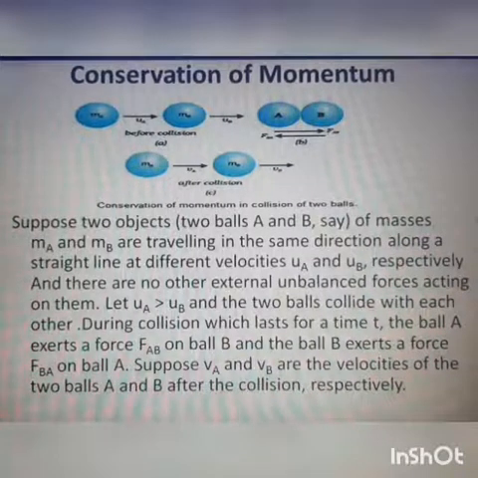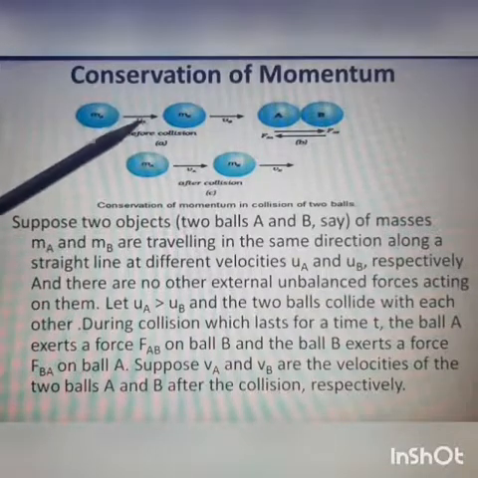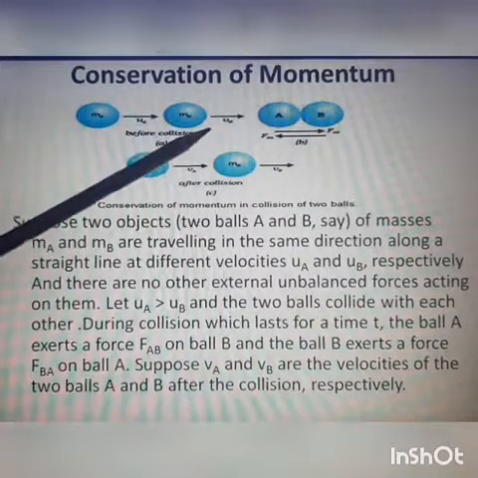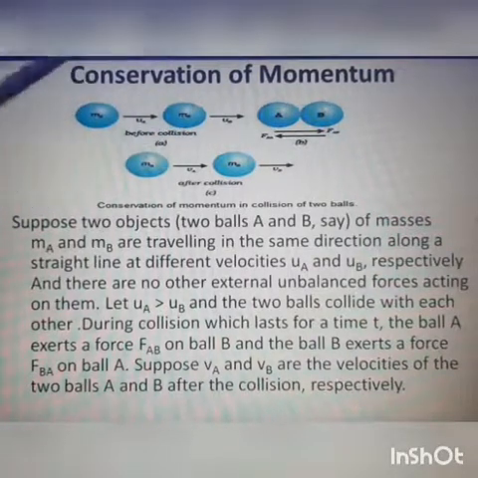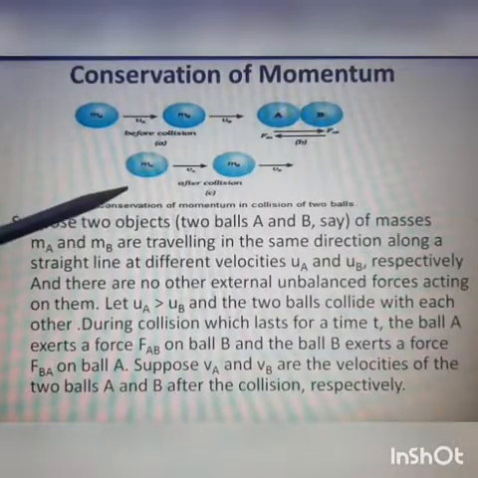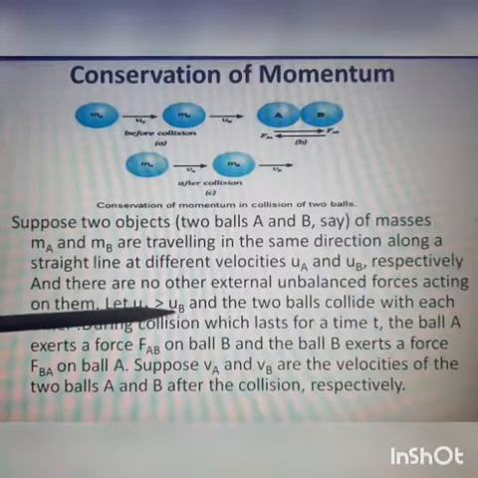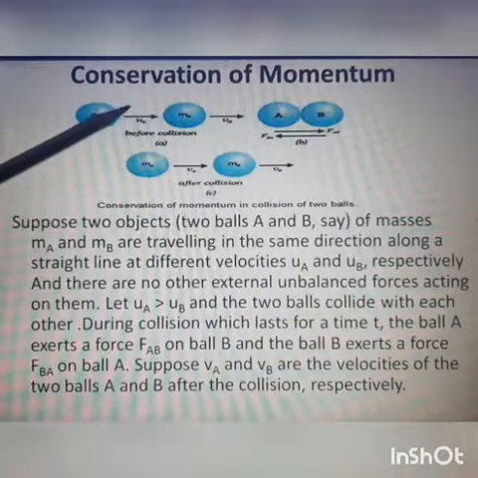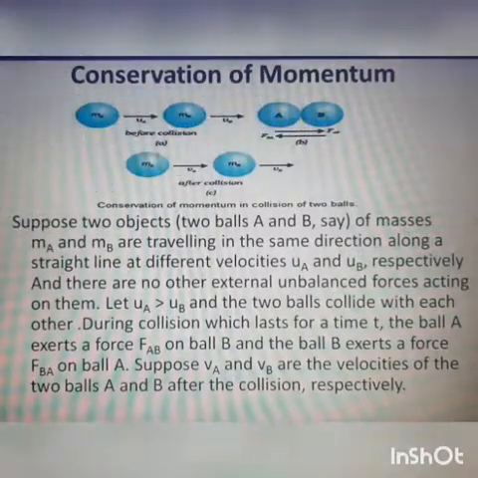Let us take two balls A and B moving with velocities UA and UB. Their masses are MA and MB. They are moving in the same direction, and if we consider UA to be greater than UB, then they will collide with one another. Here we can see the collision.